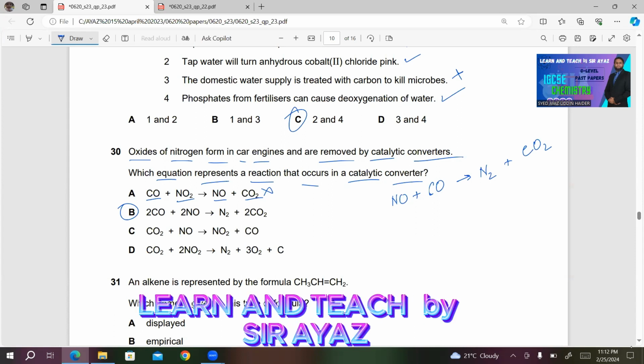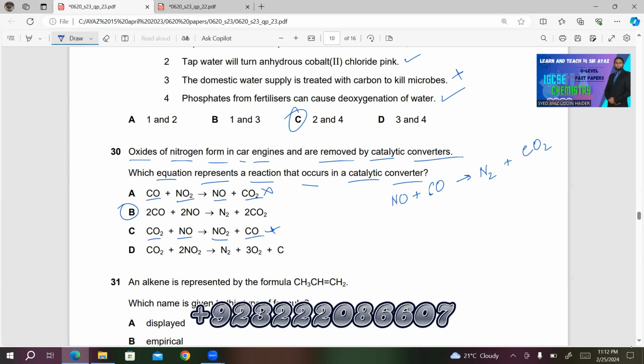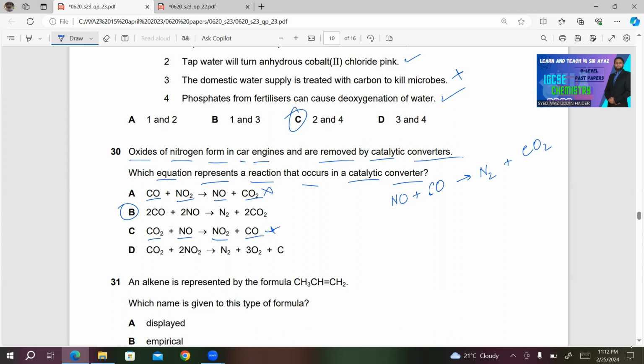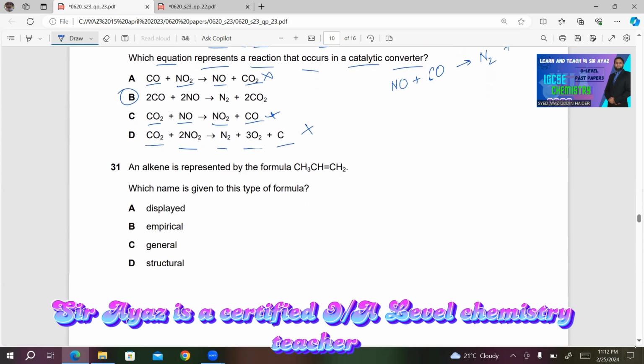Choice C, CO2 plus NO gives NO2 plus CO. This is also incorrect because first of all, CO2 is not reacted with NO, and CO is not produced because CO is already a poisonous gas. We want to remove these poisonous gases also from the air or from car exhaust. D, CO2 plus 2NO2 gives N2 plus 3O2 plus C. This is also incorrect. We are not getting oxygen and unburned carbon in this case.